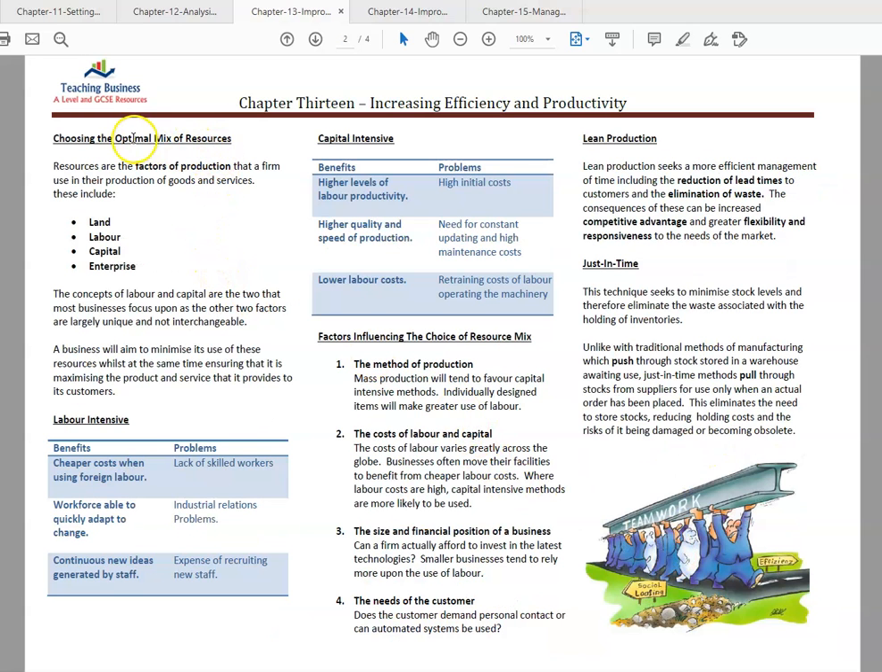We need to look at the optimal mix of resources, and this list here is key. You will have, as a business, a combination of land, labour, capital, and enterprise. That is perhaps almost imagination, your own input of that. And a business will have to choose how to combine those things.